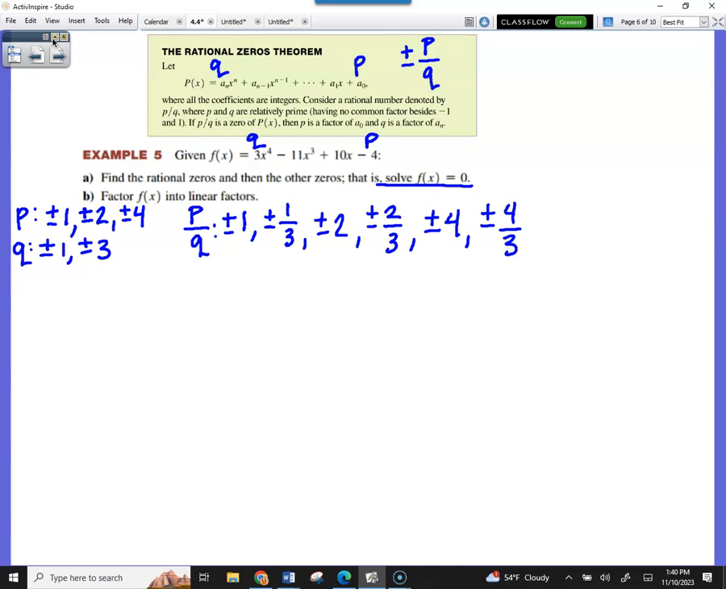When you plug 1 in, you should not get 0, which means don't use 1. It didn't work. When you plug -1 in, you should get 0.